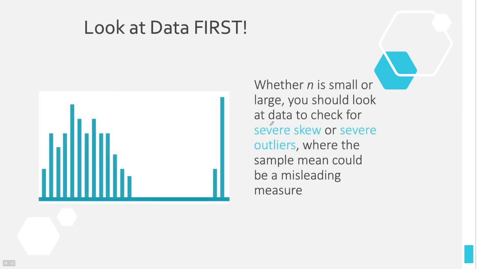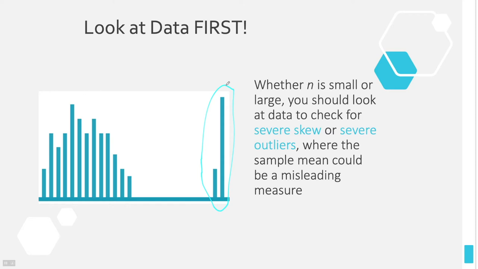On your projects, that would mean looking at a histogram. And you've already produced all those histograms in the previous project. So you can just look at your histogram for that data set and say, hey, is this not crazy skewed? This would be crazy outliers. Crazy skewed or crazy outliers.